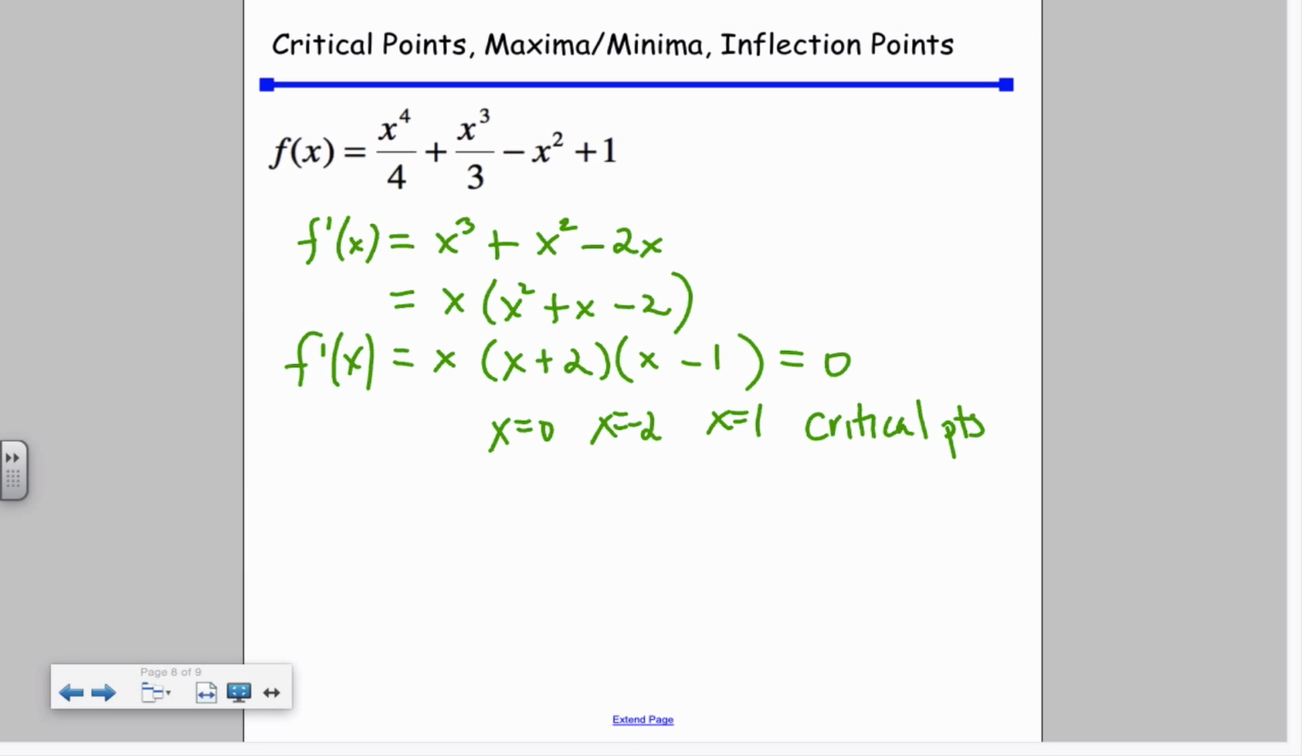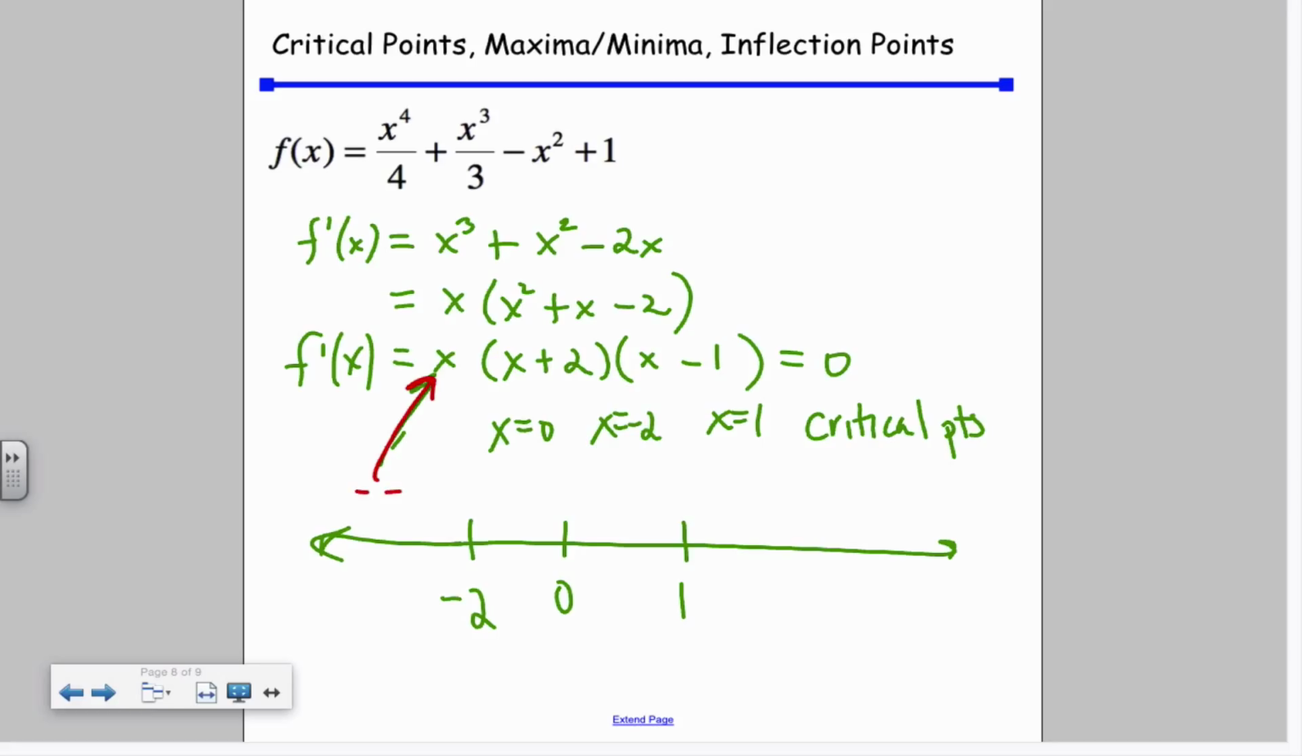Let's go ahead and make a number line here: -2, 0, and 1. We're going to test within each region to determine the behavior of f of x. If I pick a number to the left, all we care about is the sign of each piece. Let's say -100. The x would be negative, the x plus 2 term would also be negative, and the x minus 1 term would also be negative. So I got negative, negative, negative. That means this whole region is negative.